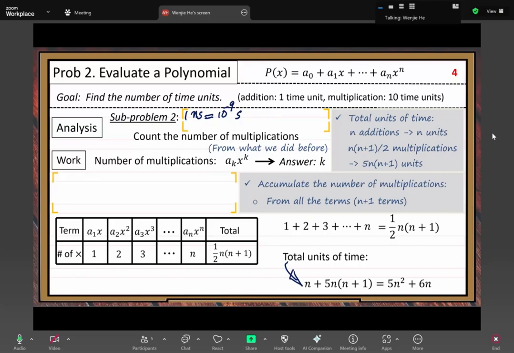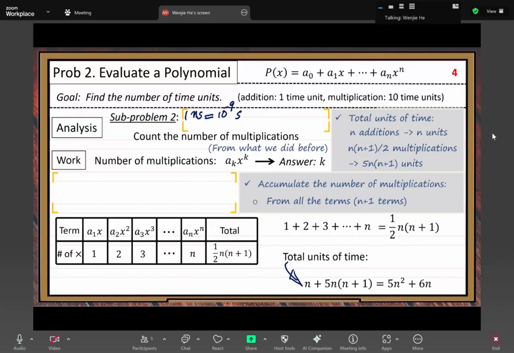So we have a number, and we treat it as the computation cost. This is the computation cost number for our first algorithm, the brute force algorithm.